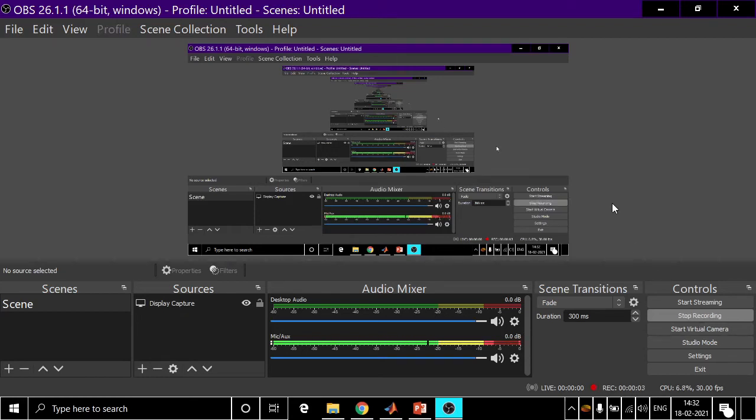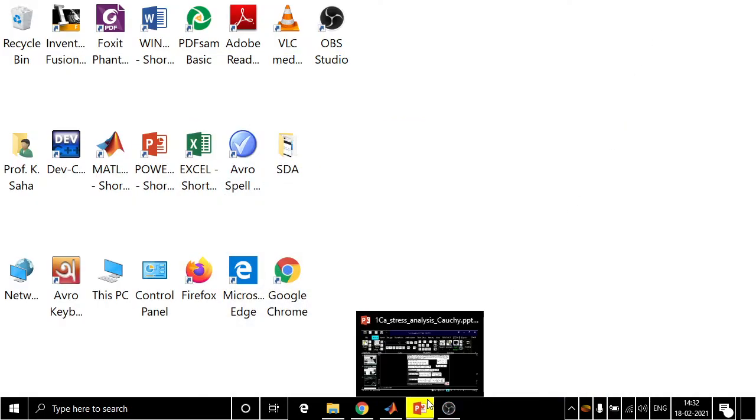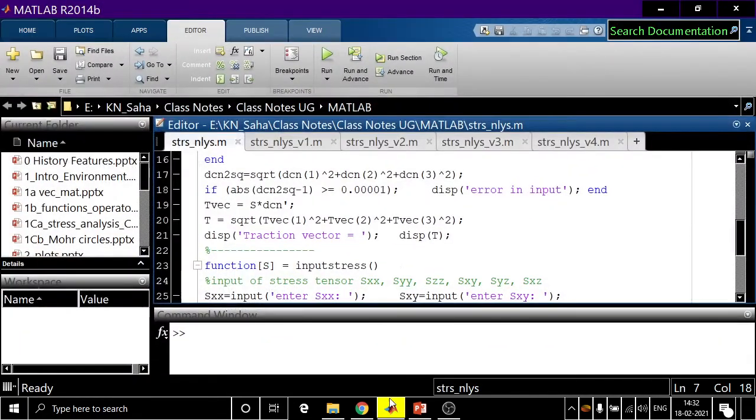Okay, today we'll continue with the last lecture. That means we'll continue with MATLAB code to solve the stress and deformation analysis. First, we'll calculate the principal stresses that we had already calculated. That part we did earlier.